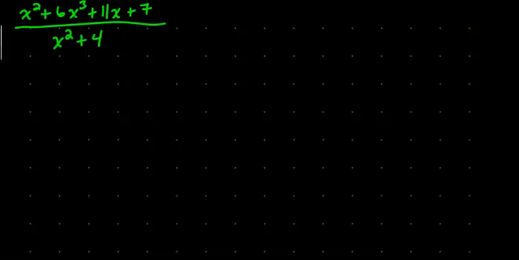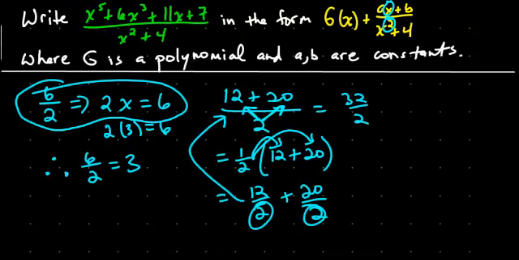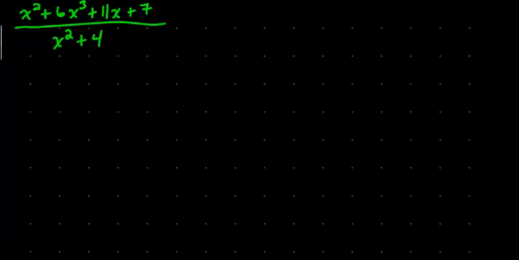So here it is. x squared plus 4 divides into all of these terms up here. It divides into x to the 5th, it divides into 6x cubed, it divides into 11x, and it divides into 7. Okay? So that should be x to the 5th, right? x to the 5th. Yes. Let me erase here. Give me x to the 5th.